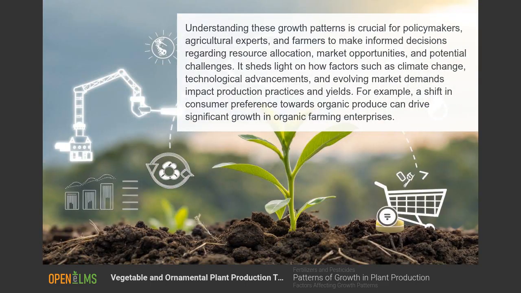Understanding these growth patterns is crucial for policymakers, agricultural experts, and farmers to make informed decisions regarding resource allocation, market opportunities, and potential challenges. It sheds light on how factors such as climate change, technological advancements, and evolving market demands impact production practices and yields. For example, a shift in consumer preference towards organic produce can drive significant growth in organic farming enterprises.